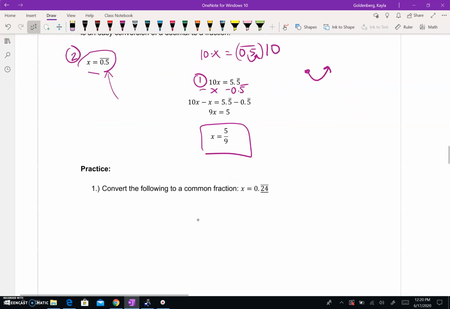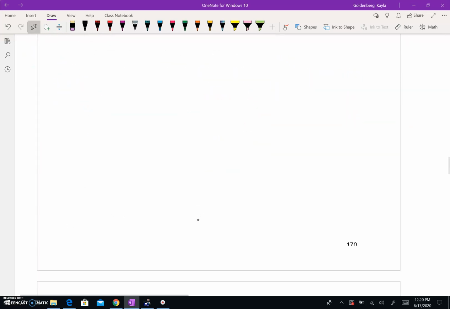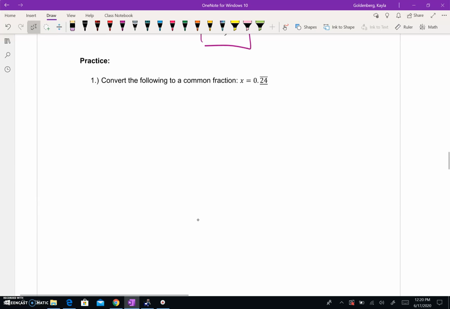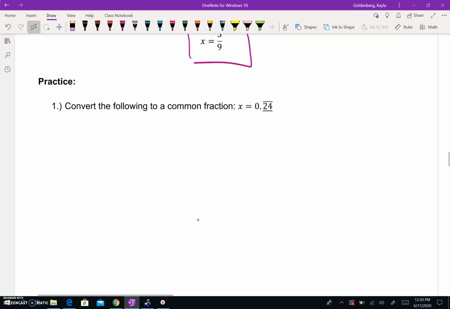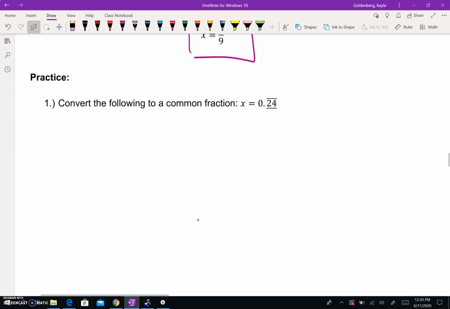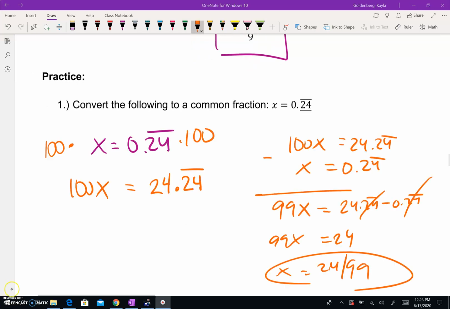Okay, so here's a practice problem for you guys to do. And then after this, this is the end of the notes. So we will move on to our last topic of modular arithmetic after this practice problem. Okay, so there is our worked out answer.